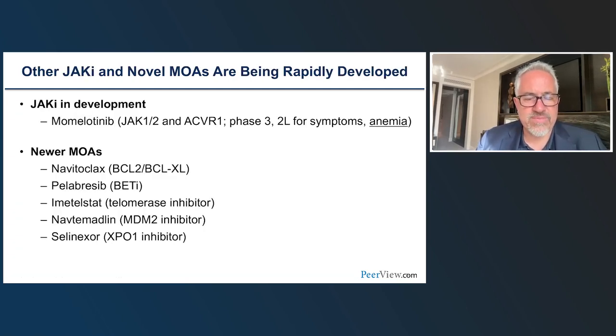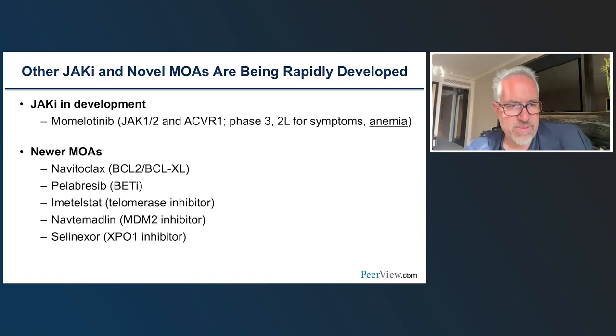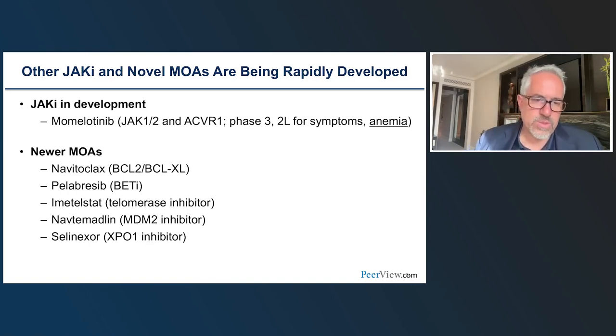Other therapies in development you'll be hearing about this evening include momelotinib for individuals with anemia, both a JAK2 and ACVR1 inhibitor, and you'll be hearing from Dr. Jameson a little later, different novel mechanisms of action, everything from BET inhibition to BCL-XL.